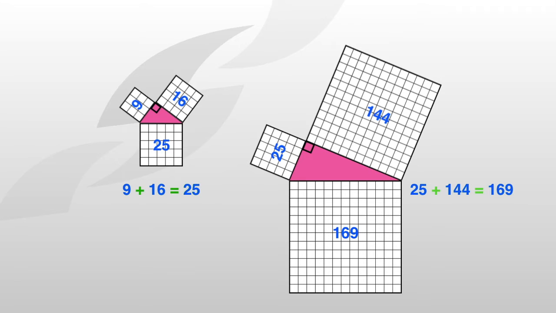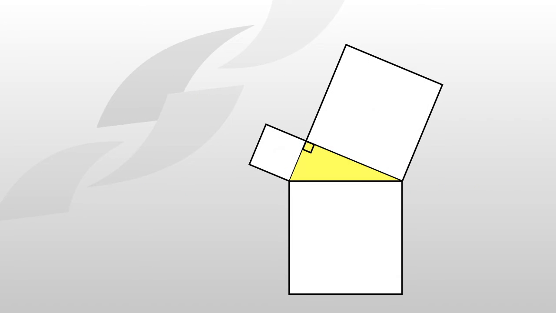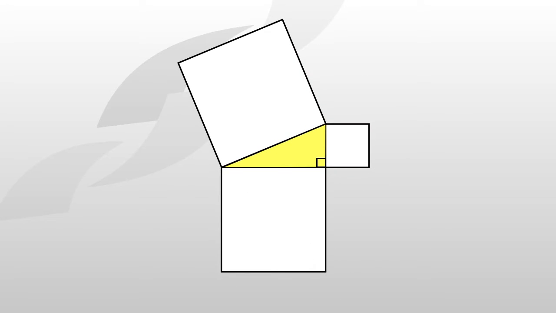You may have noticed that the sum of the smaller two areas equals the larger area. This is the Pythagorean relationship, and this is true for all right triangles. Let's consider any right triangle so we can generalize the Pythagorean relationship. In a right triangle, the longest side is called the hypotenuse. This side is described as opposite the right angle. The other two sides are called the legs of the right triangle.